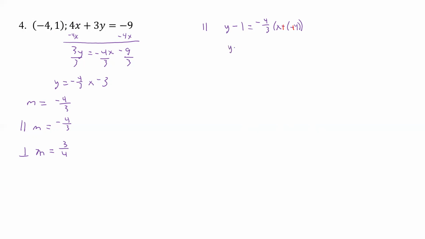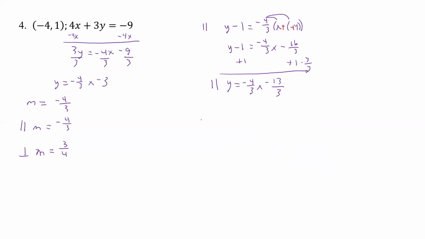So now we have y minus 1 equals, now we distribute, minus 4 over 3x. Now that's a minus, and that's going to be 16/3. Okay, now we have to add 1. So y equals negative 4 over 3x. Now I have to multiply that by 3 over 3, so we have a negative 16 plus 3, so it's going to be a negative 13 over 3. And then that will be the line parallel to our original one here.